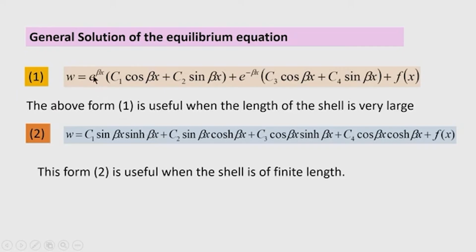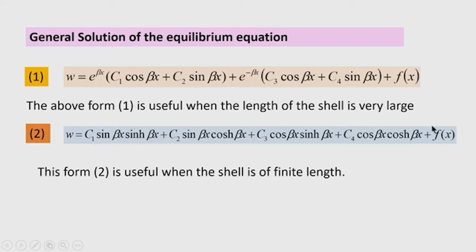we substitute e to the power beta x as cos hyperbolic beta x plus sin hyperbolic beta x divided by 2, and also this term e to the power minus beta x is substituted by cos hyperbolic beta x minus sin hyperbolic beta x divided by 2. So, with the use of this exponential term in the form of hyperbolic function, and carrying out term by term multiplication and rearranging the constants, we can write W in this form. This is the second form, which contains the combination of trigonometrical and hyperbolic functions.